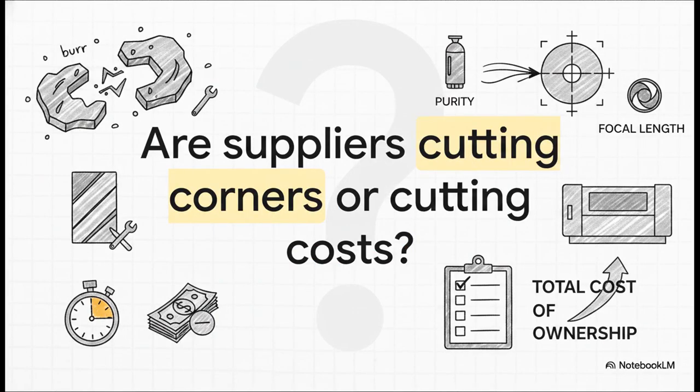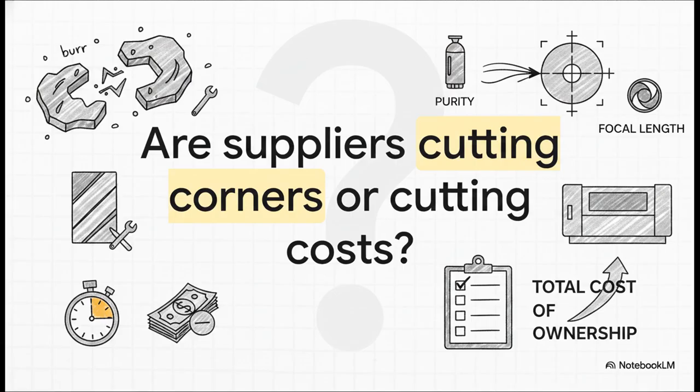Which leaves us with one final critical question for you to ponder. Are your current suppliers actually cutting costs, or are they just cutting corners? As we've seen today, real cost reduction comes from strictly controlling these technical variables, the gas purity, the focal length, the machine stability. It does not come from a supplier just cranking up the feed rate and passing the headache of deburring labor onto you.